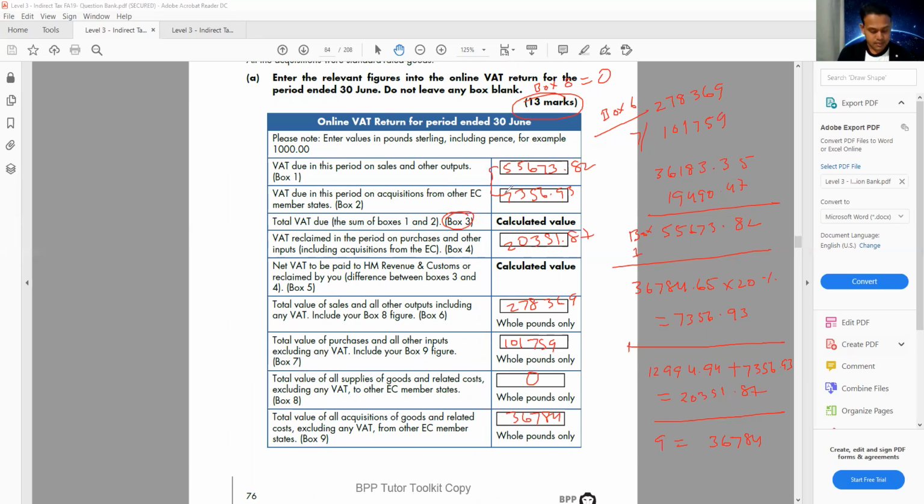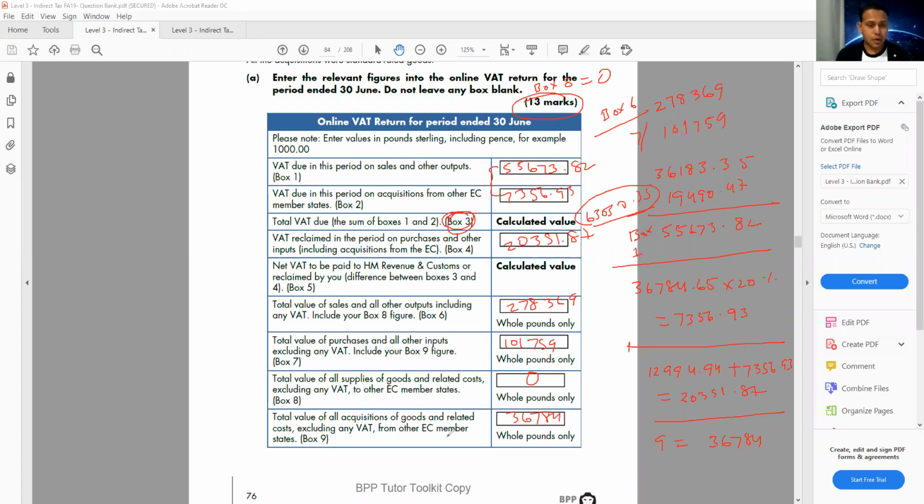So let's add these two. 55,673.82 plus 7,356.93. That is 63,030.75. That's for our box 3.